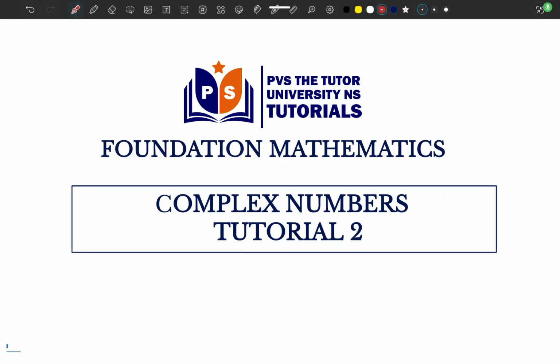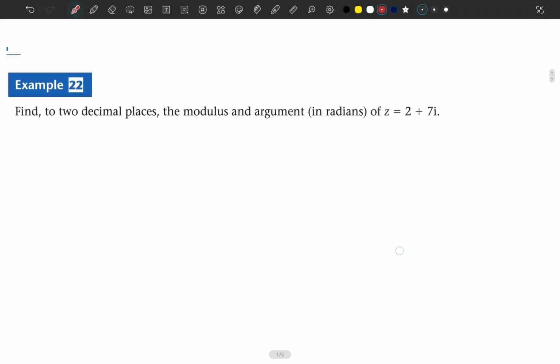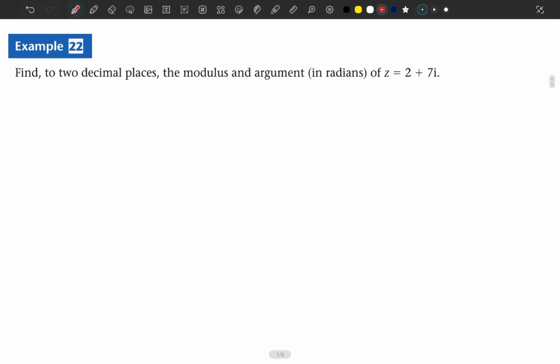Welcome to this tutorial number 2 under complex numbers. We move on. Let's see what question we are dealing with. Okay, find to two decimal places the modulus and argument in radians of z is 2 plus 7i. So our complex number is z equal to 2 plus 7i. So the question is, how do we find the modulus?